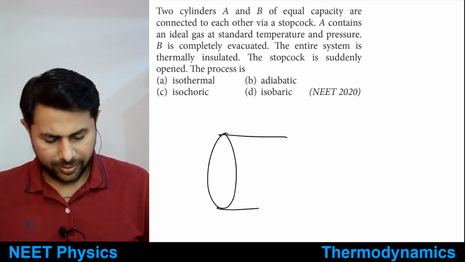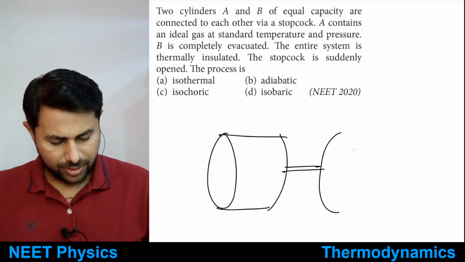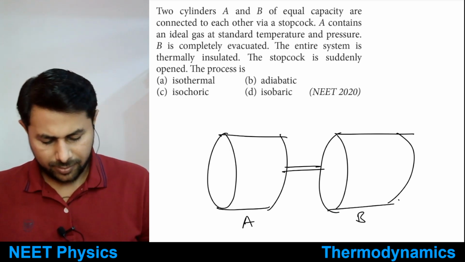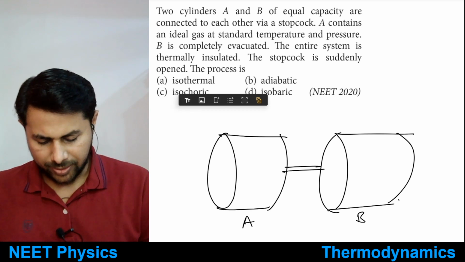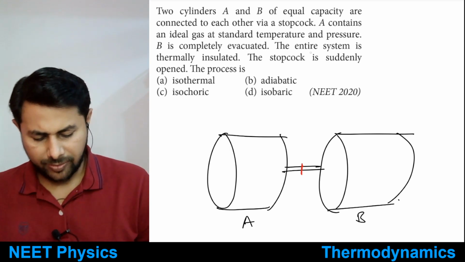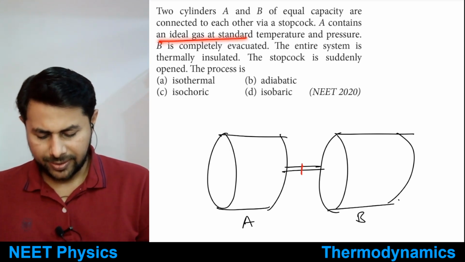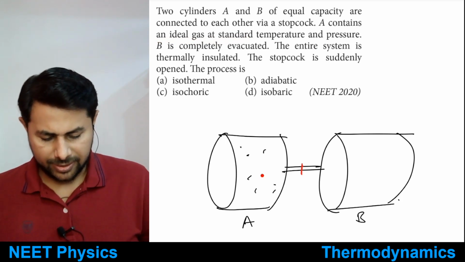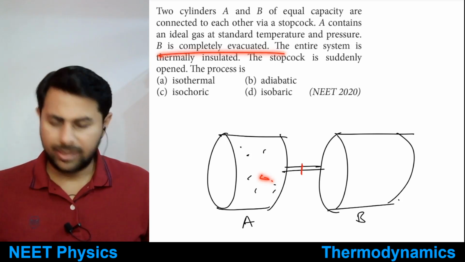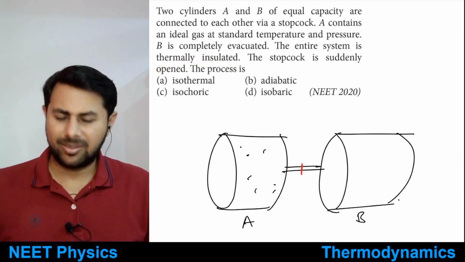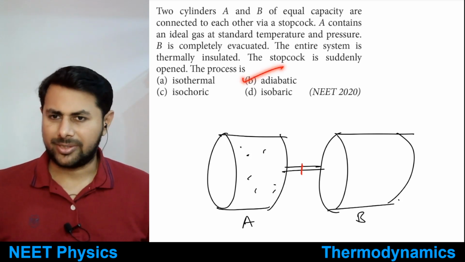So this is A, this is B, and there is a stopcock between these two. What is given? A contains ideal gas, and B is evacuated, at standard temperature and pressure. There is nothing in B. The entire system is insulated, so this itself tells us that it is going to be an adiabatic process.